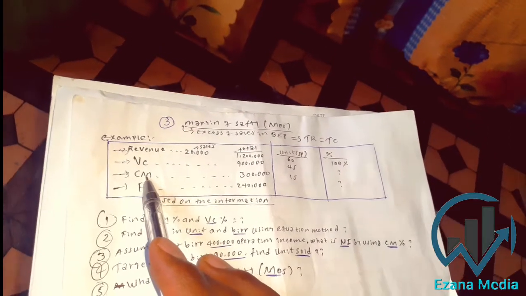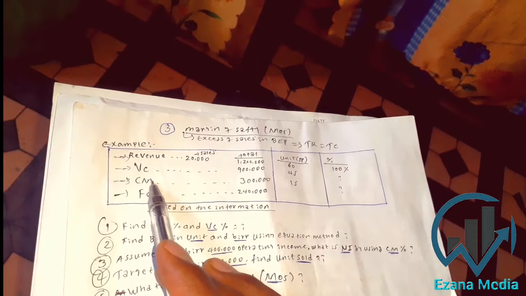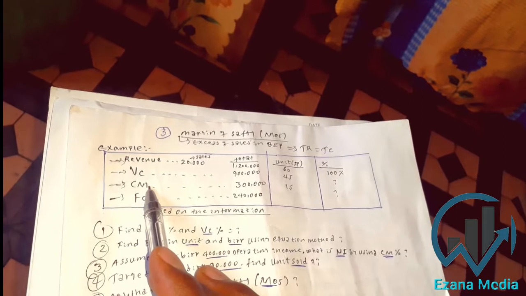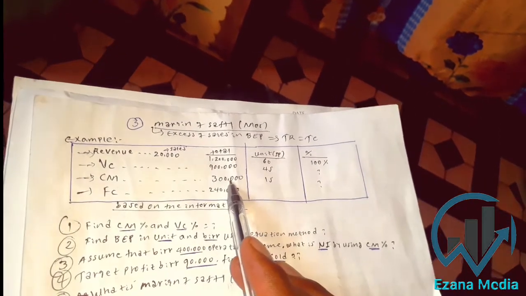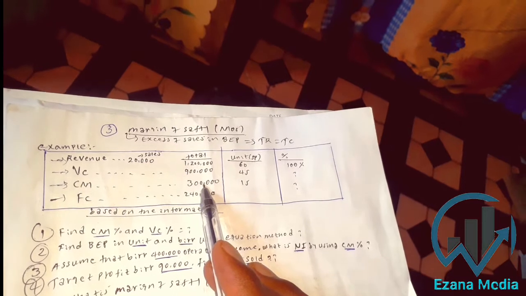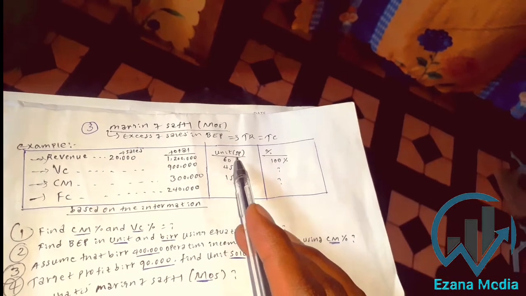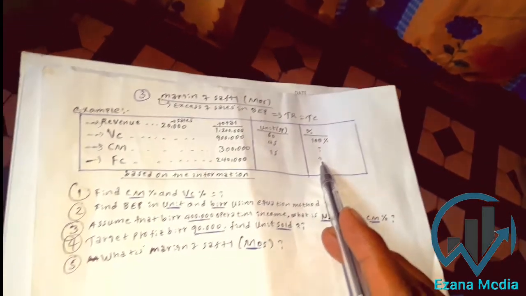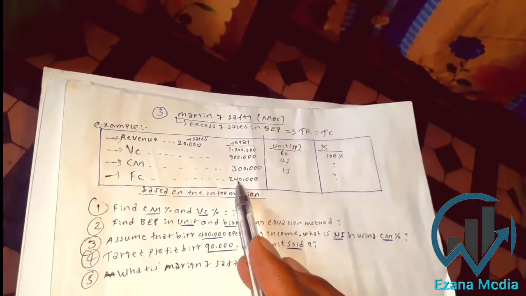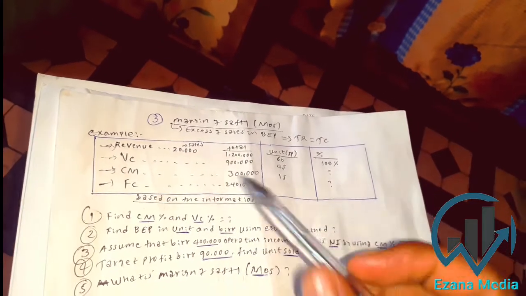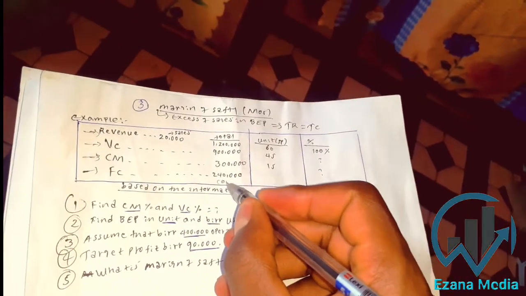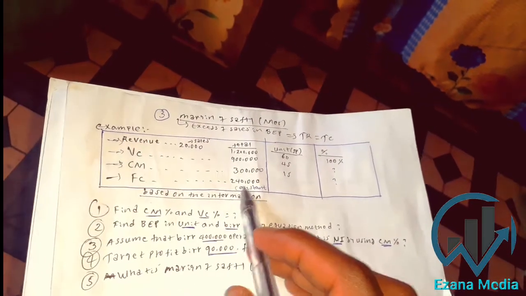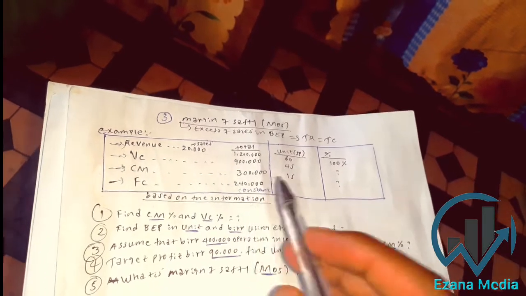The third is contribution margin. Revenue minus variable cost is equal to contribution margin. It is 300,000 and per unit is 15, and the percentage is unknown. And fixed cost is 240,000. It is constant, it remains unchanged.